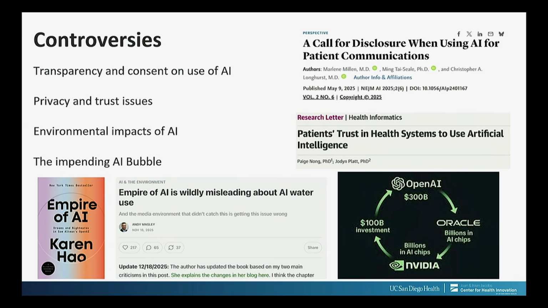And then the impending AI bubble. OpenAI investing in Oracle, which is investing in NVIDIA, which is investing in OpenAI. Like, how does that work?